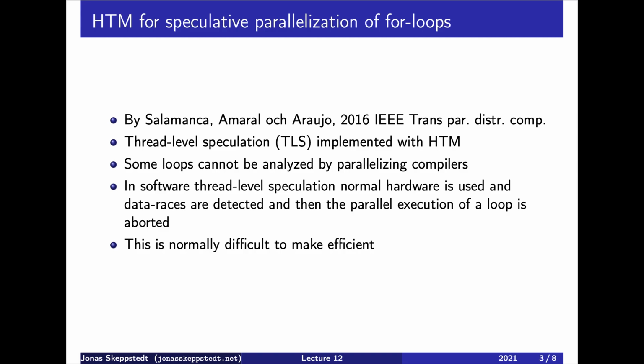Okay, it's not so easy to make this efficient, since software must check during runtime whether there are conflicts between the iterations. And such checking obviously takes time. But with hardware transactional memory, one can imagine that it is ideal for speculative parallelization, since the software overhead of detecting conflicts can be done in hardware instead, which is much faster.